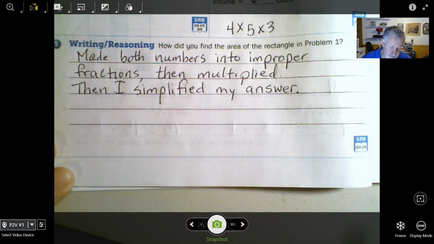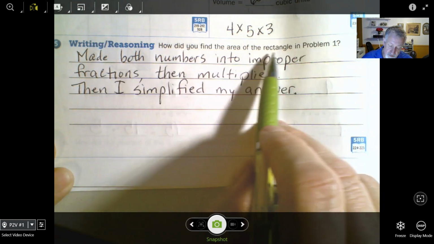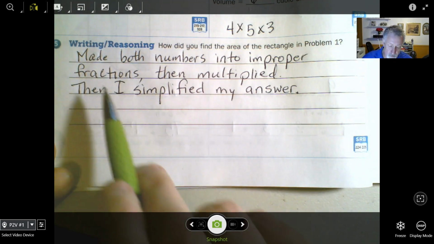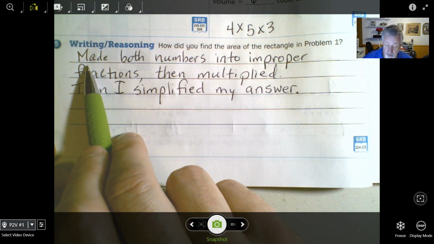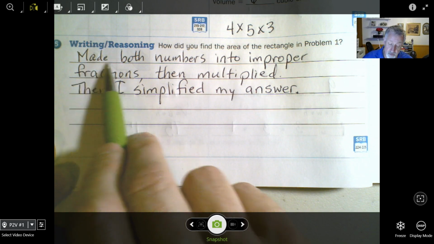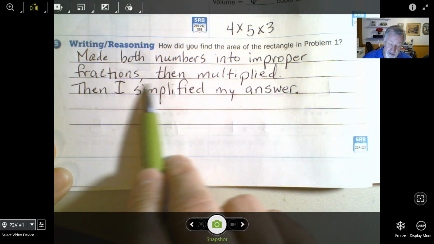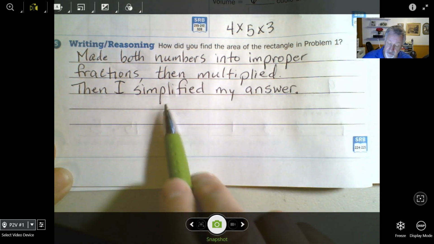And number 5. How did you find the area of the rectangle in problem 1? Well, I used my formula, length times width, and then I took that and made both numbers into improper fractions, then multiplied. Then I simplified my answer.